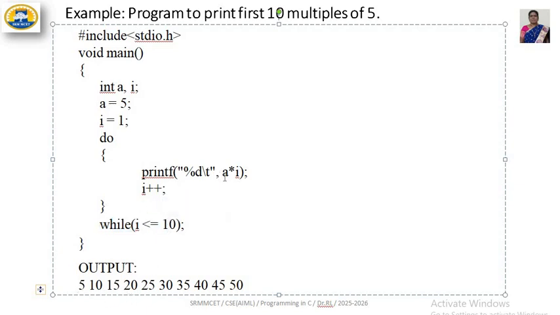So 5 into 1. Next i is equal to i plus 1, that is, i is equal to 2. So next time it is a into 2, that is 5 into 2, and next time 5 into 3. So the output becomes 5, 10, 15, 20, 25, the sequence of multiples of 5, that is, the first 10 multiples of 5.